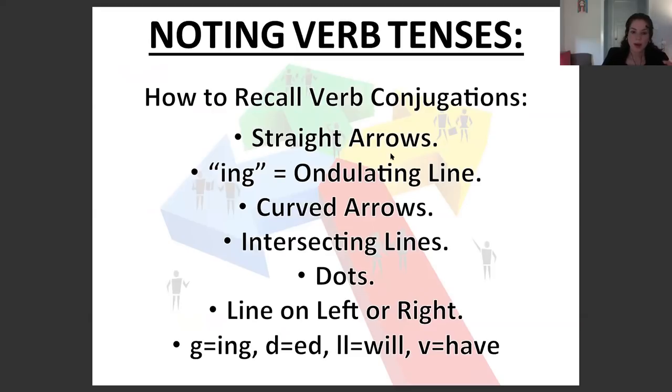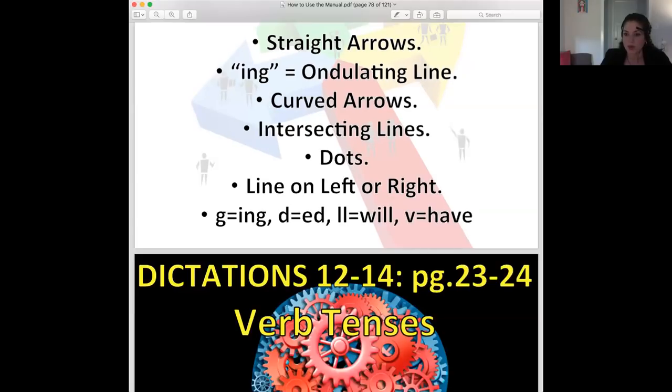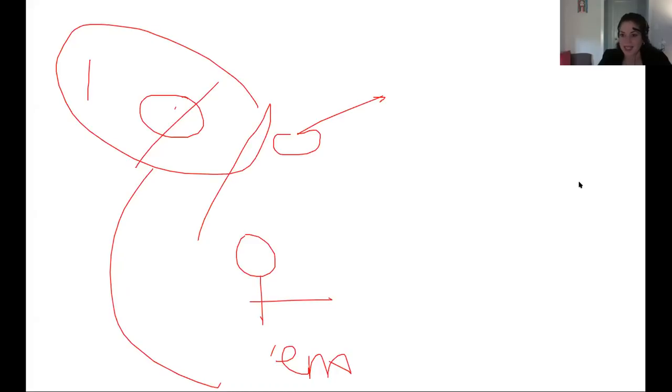Another method is curved lines, and I'm going to show you on the blackboard. Another way is intersecting lines. Another way is dots. And you can also weave lines to the left and to the right, and you can also use endings of words. So let's look at that on the board so we can have a better idea of how that works. And there's many ways to skin a cat. So let's look at the different options, okay?